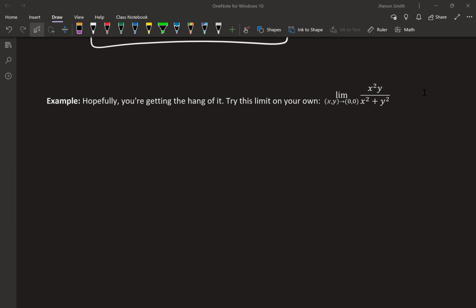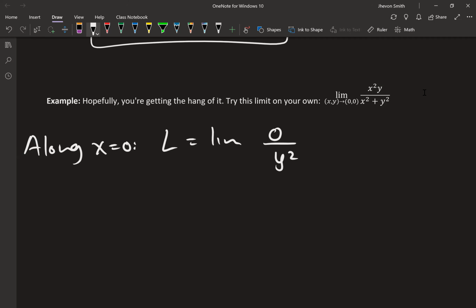All right, so obvious path, someone's like x equals 0. All right, let's do it. Sounds like a great idea. Along x equals 0, our limit here would look like the limit of 0 over y squared. Awesome. So that would give us 0.